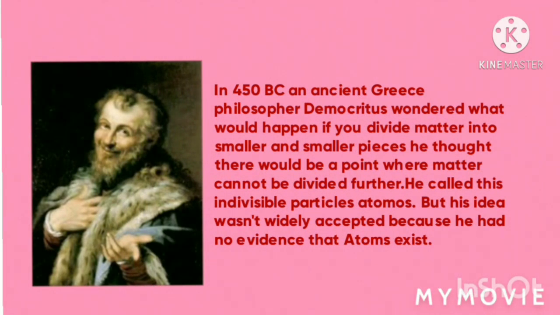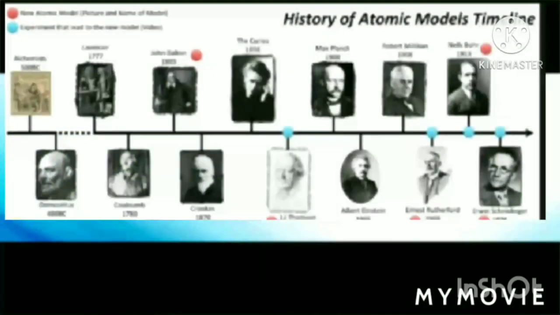In 450 BC, an ancient Greece philosopher Democritus wondered what would happen if you divide matter into smaller and smaller pieces. He thought there would be a point where matter cannot be divided further. He called these indivisible particles atomos. But his idea wasn't widely accepted because he had no evidence that atoms exist.